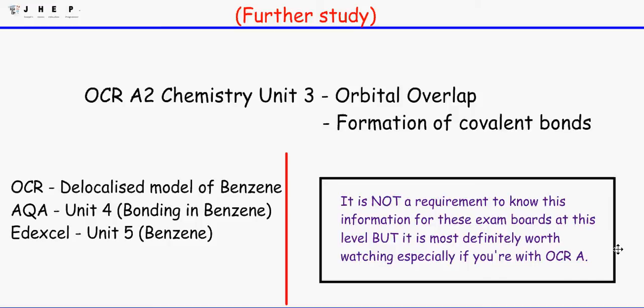This is a further reading lesson, because this is not a requirement for any of these exam boards, OCR, AQA and Edexcel, to the best of my knowledge. But it is good for you to have a look at how covalent bonds are actually formed in detail, especially if you want to do chemistry at university, and if you are doing OCR, before you've started looking at the delocalized model of benzene. Because if you understand this, understanding how the pi bonds overlap in benzene will be a doddle.